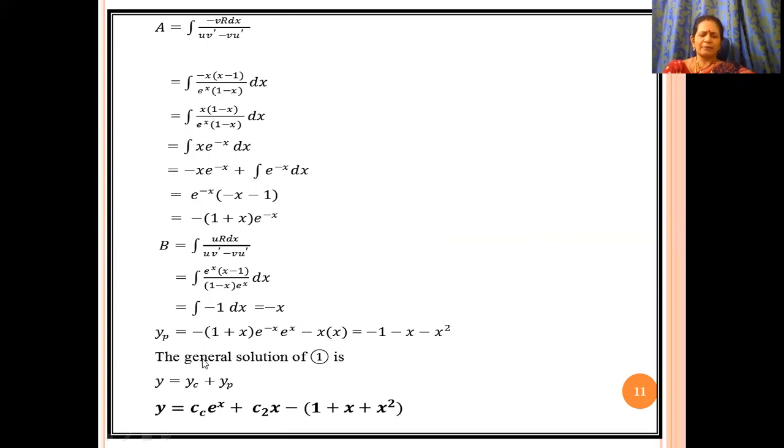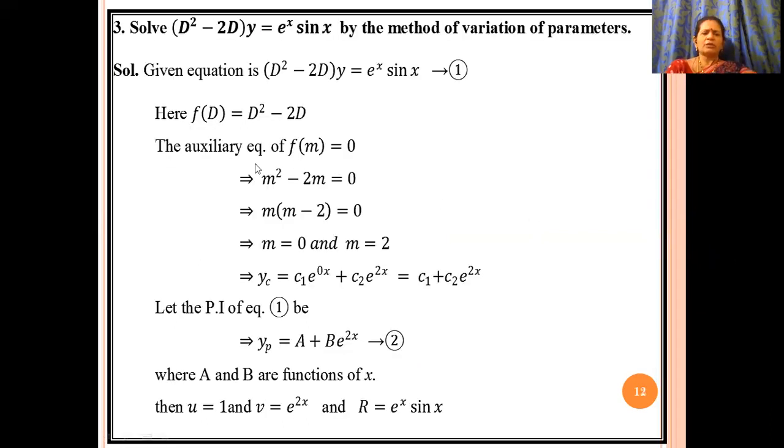After getting YP, we already have YC and YP. Then find out the general solution. So write down the general solution, that is YC plus YP. That is right. Now this is another problem, a different method: solve this equation by the method of variation of parameters. So this is the equation.